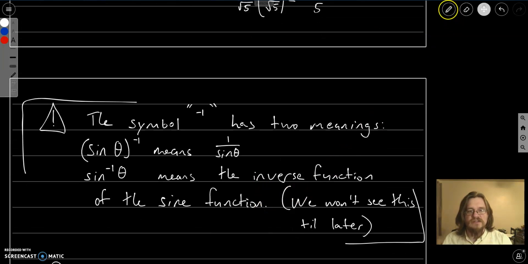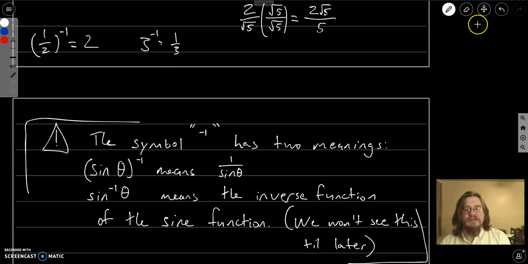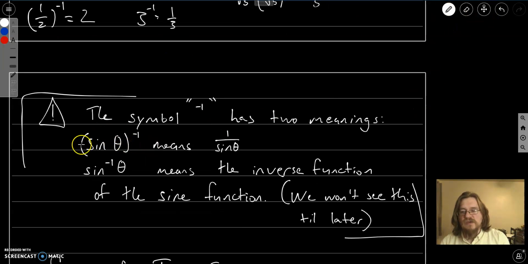One thing that I really want to stress is that sometimes people use the exponent negative 1 to mean 1 over something. So for instance, 1/2 to the negative 1 power is going to be 2, or 3 to the negative 1 power is going to be 1/3. And this is treating this negative 1 as an exponent. If we want to write this as an exponent, we can write sine of theta, all to the negative 1, and this does mean 1 over sine theta, which happens to be the cosecant.